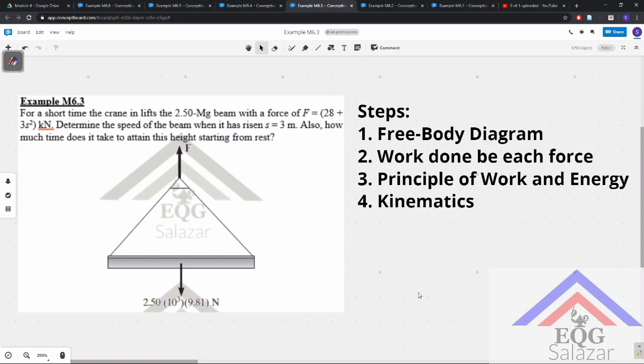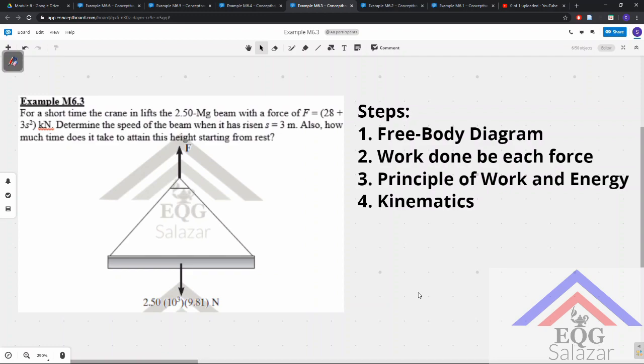Since we are asked to determine the speed and the time: when talking about speed, we can determine that simply with the principle of work and energy. But for the time, we have to go back to our kinematics equations. Before we can apply the principle of work and energy, first we have to determine the work done on the system, and to determine the total work done, we have to determine the forces acting on the system.